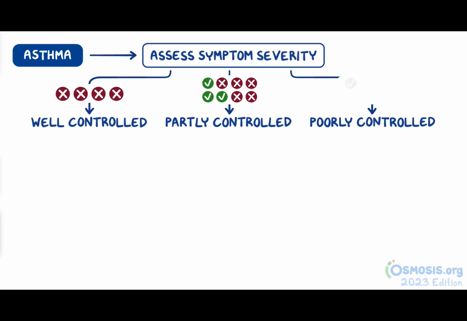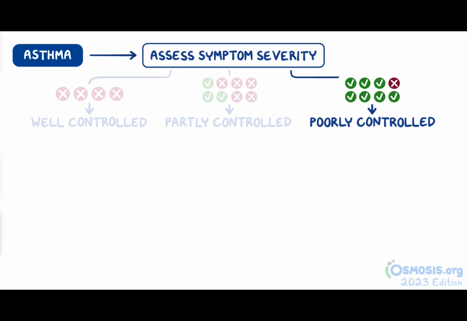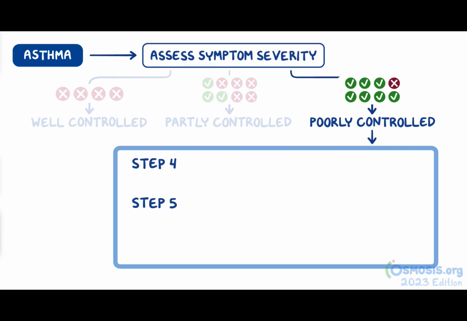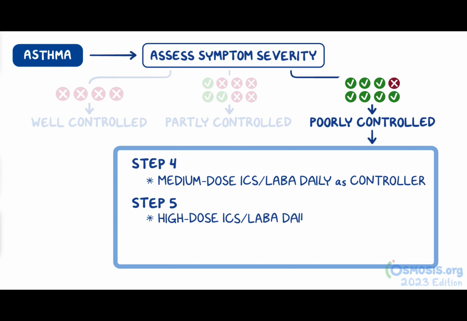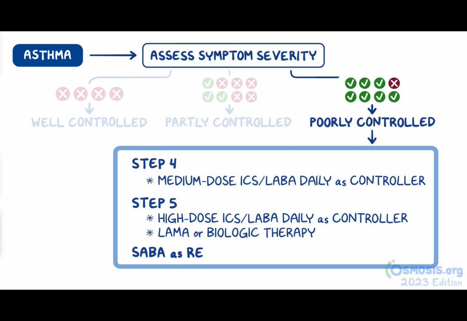Finally, if your patient answers yes to 3 or 4 of these questions, their asthma is poorly controlled, so you should start them on Step 4 or Step 5 therapies. Step 4 therapy is a medium-dose ICS-LABA used on a daily basis as a controller medication, whereas Step 5 therapy includes a high-dose ICS-LABA used on a daily basis as a controller medication. In severe cases, consider adding a long-acting muscarinic antagonist, or LAMA, or even biologic therapy. No matter which option is chosen, a SABA is also commonly prescribed as a reliever medication.